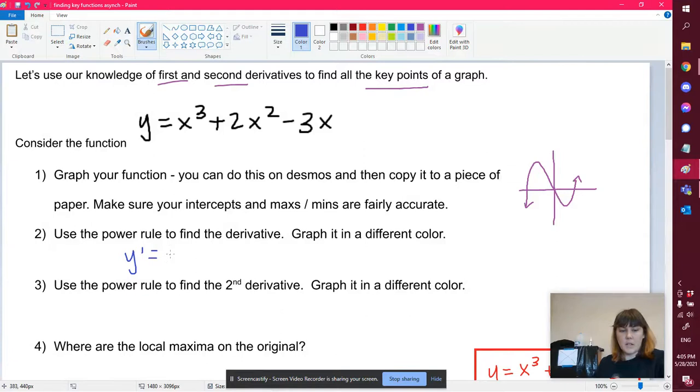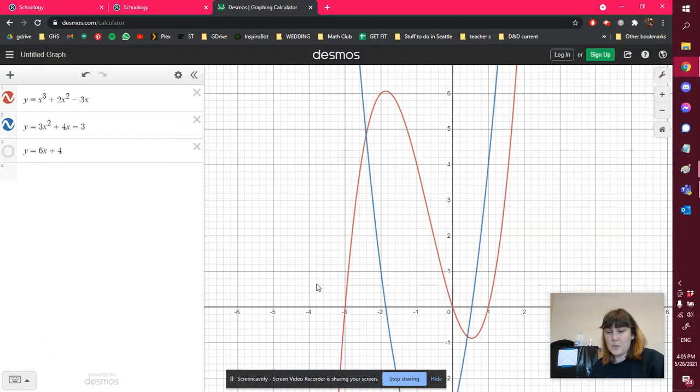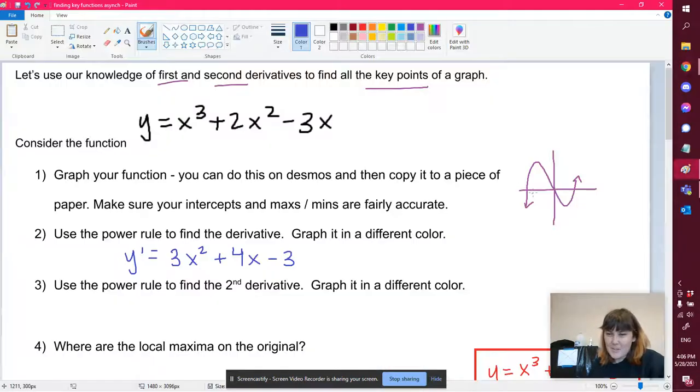Great. New color. Use the power rule to find the derivative. This is when we take the exponent, multiply it by the coefficient, and knock the exponent down by 1. So this one would be 2 times 2 is 4, and then 2 minus 1 is 1, chilling at 4x. Linear terms that only have an x get taken to just their coefficient. We'll graph this in a different color, say blue, right? And we'll do this here kind of not sloppily, but not caring if we're super accurate.